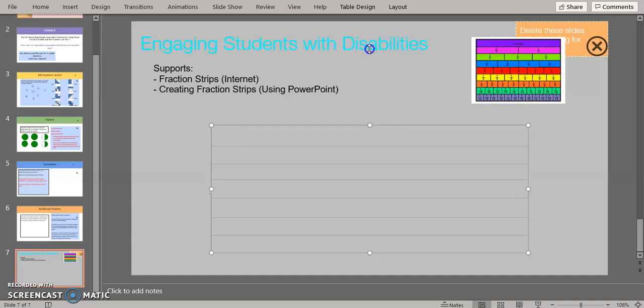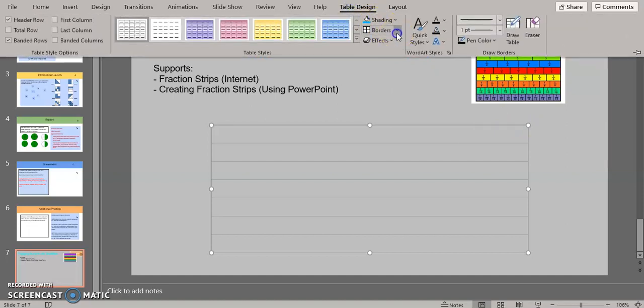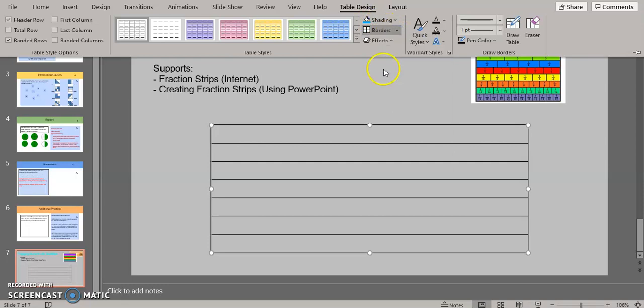And what we're going to do next is we're going to darken the outline. So we're going to go to Table Design, we're going to go to Borders, and we're going to go to All Borders. Now it's nice and dark, and we can see each of the bars very clearly.